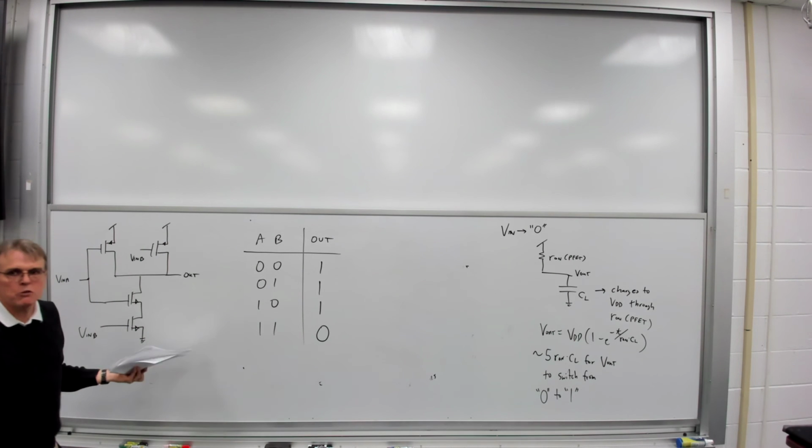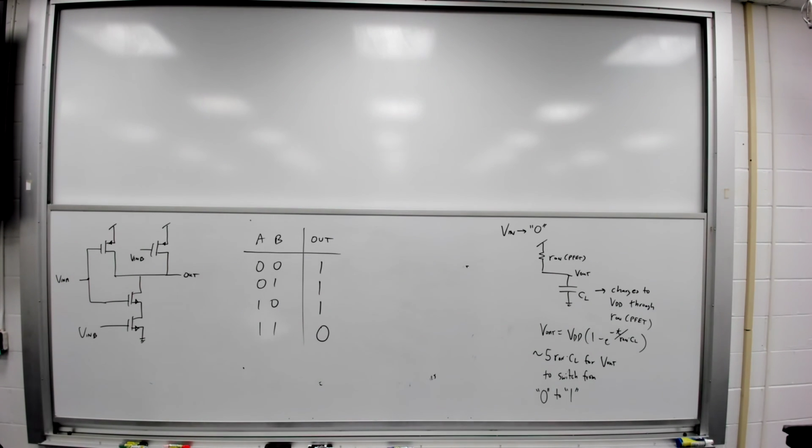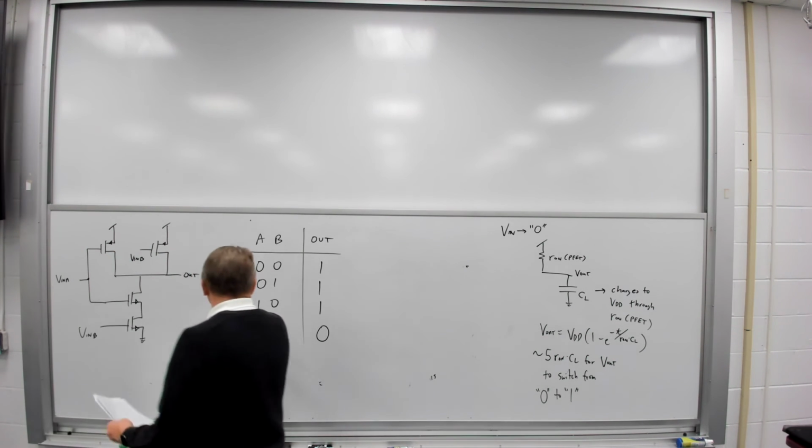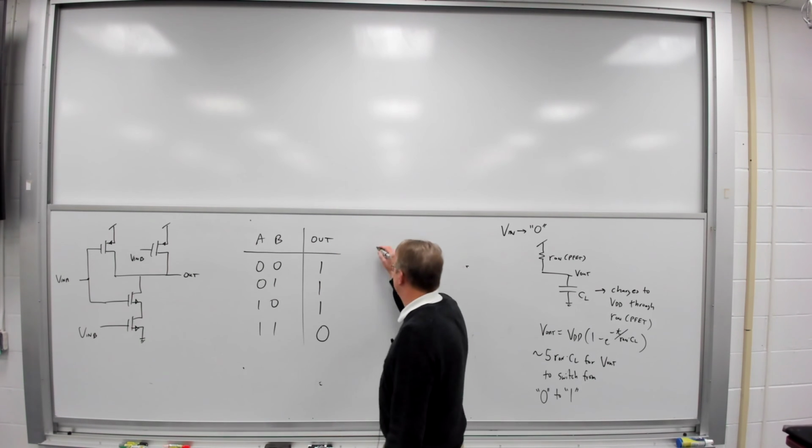So I'm just thinking about these transistors being turned on and off. And what's the path? Do I have a path to VDD or a path to ground? And there we go. What is this logic gate? It's an AND gate.